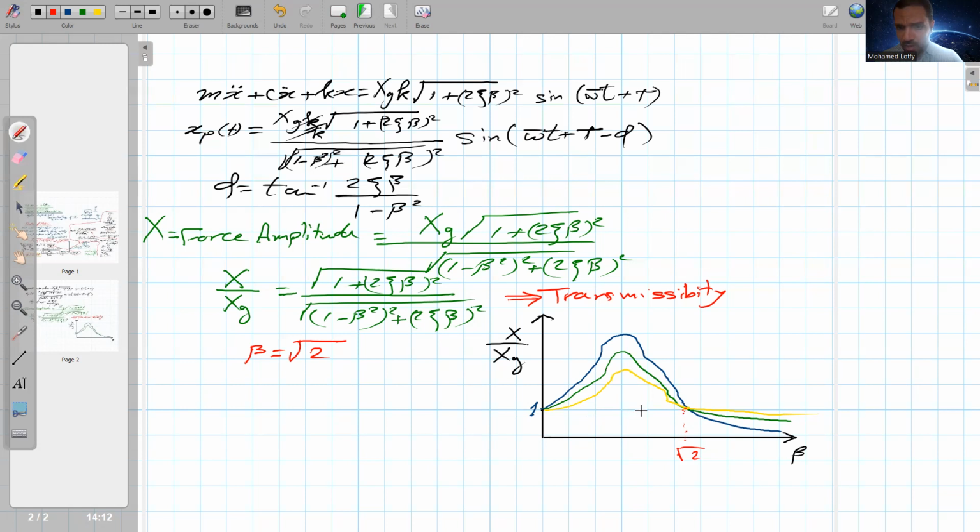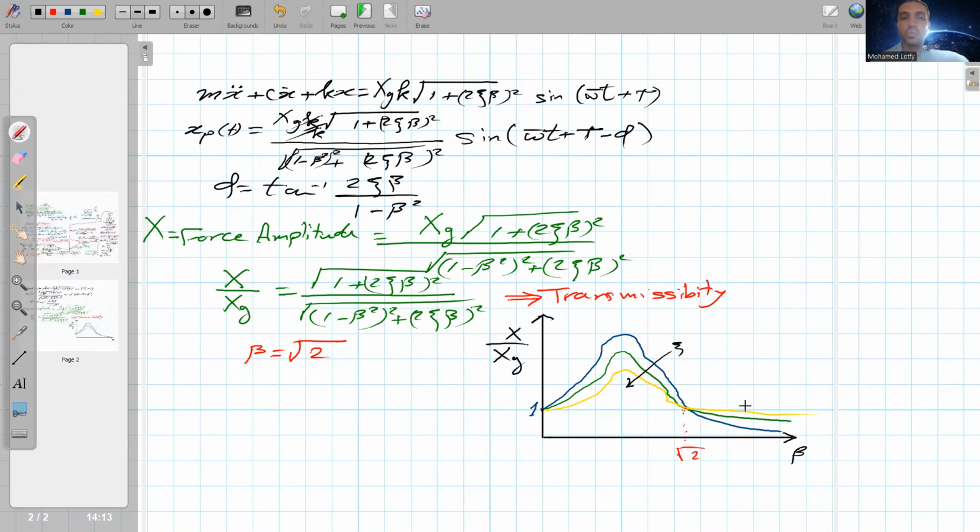Another note: look at this figure. Zeta is increasing in this direction. For example, this is zeta 0.1, this is 0.3, this is 0.5, and something like that. As long as you are increasing zeta, this amplitude will be lower. But for all the values before root 2, the transmissibility irrespective of zeta will be greater than 1. After root 2, all the values of the transmissibility will be less than 1.